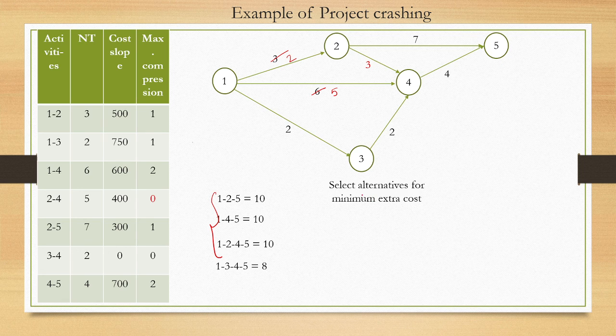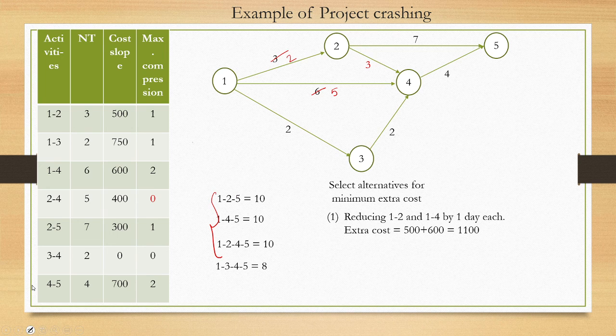So we will write the alternatives. First is reducing 1 to 2 and 1 to 4 by 1 day each. What will be the extra cost? Look at the cost slope for 1 to 2: it is 500, and for 1 to 4 it is 600. So 500 plus 600, 1100. So this was the one option which we can do: reduce 1 to 2 and 1 to 4 by 1 day each.